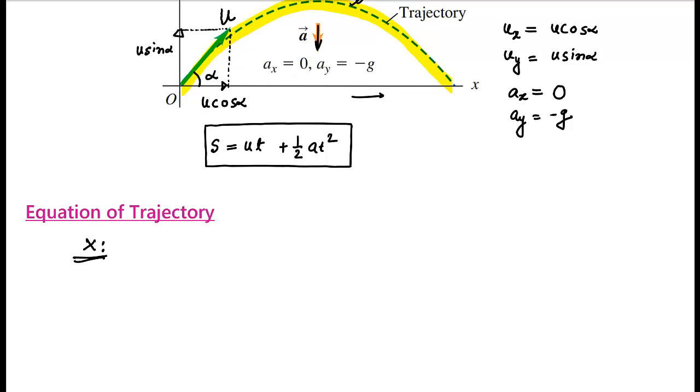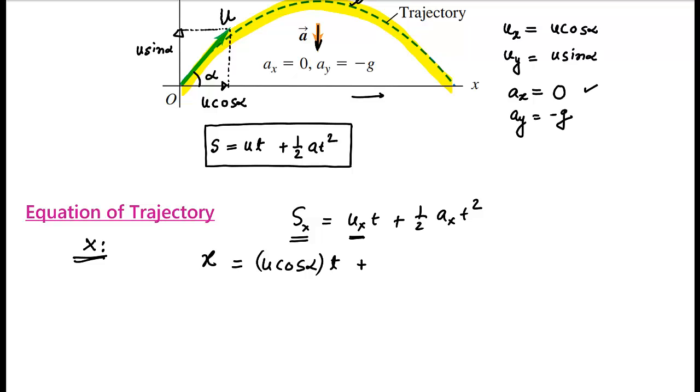First I will use this expression for the x direction. What is the distance in the x direction? I will put a subscript: s_x equals u_x t plus half a_x t square. Let's call this distance x. What is the initial speed in the x direction? u cos alpha. And this is the time. What is the acceleration in the x direction? This acceleration is 0. So x equals simply u cos alpha times t. So this is my first equation.